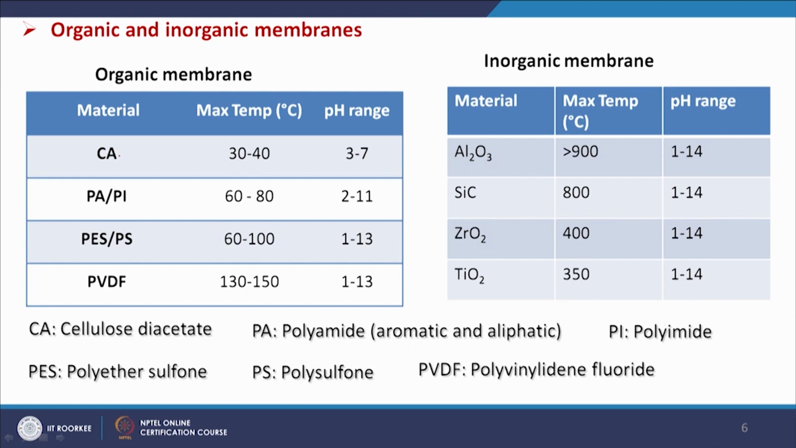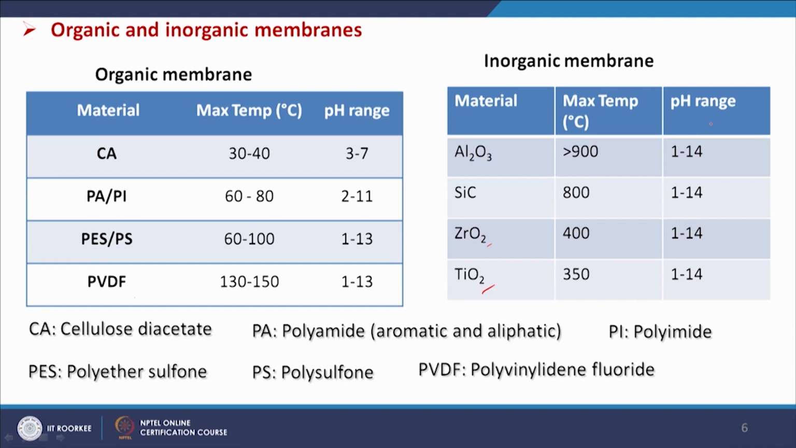So, some examples are given here: cellulose diacetate, PA, that is polyamide, aromatic and aliphatic, PI, polyimide, PES, polyether sulfone, PS, polysulfone, and PVDF, that is polyvinylidene fluoride, and here we see the maximum temperature range in which they can be used. For inorganic membranes, that is Al2O3, silicon carbide, ZrO2, TiO2, we see the maximum temperature range is much more than these organic membranes, and they can be used for a wider pH range.